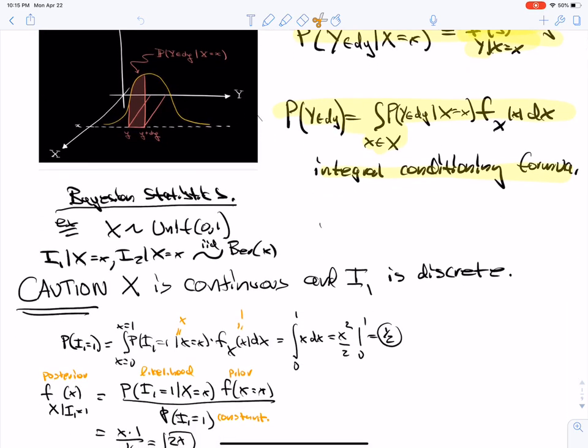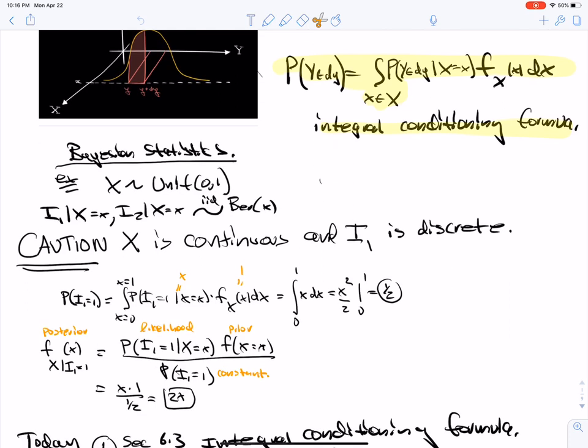A major example of conditional densities is in Bayesian statistics, where we have posterior and likelihood densities. For example, X is uniform 0, 1. I1 given X = x and I2 given X = x are IID Bernoulli x. Here I1, for example, is 1 if you flip a coin and it's heads, and 0 otherwise. Now, you need to be careful here because X is continuous and I1 is discrete.